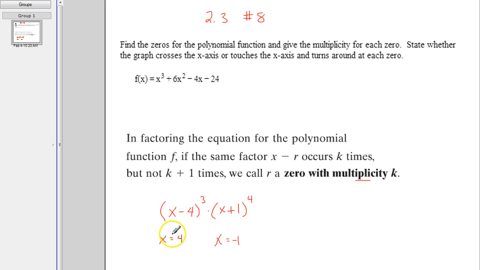How many times does this count? Or what's the multiplicity of the zero? It's the power. So this is multiplicity 3. This one's multiplicity 4. It's just whatever this power is, the multiplicity of the thing that makes the stuff in the parentheses 0. Alright, so let's factor this polynomial we're given. Let's get it to a factored form where we have the parentheses and the multiplication, and see what we end up with for the multiplicities.